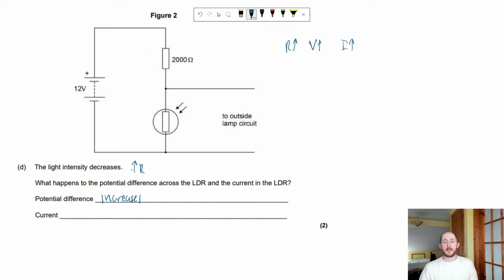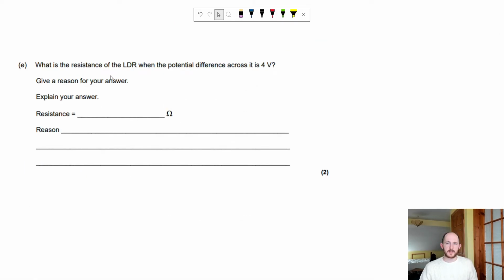Now, when I mentioned what resistance really is, it's how difficult it is for electrons to pass through the material. So if it's more difficult for electrons to pass through this light-dependent resistor, then that means the current, how quickly they get through it, must decrease because it's harder for them to get through it. Again, think back to that hallway at school, right? It's harder, you move slower when there's a bunch of other people trying to get past you because our resistance is higher. What is the resistance of the LDR when the potential difference across it is 4 volts?